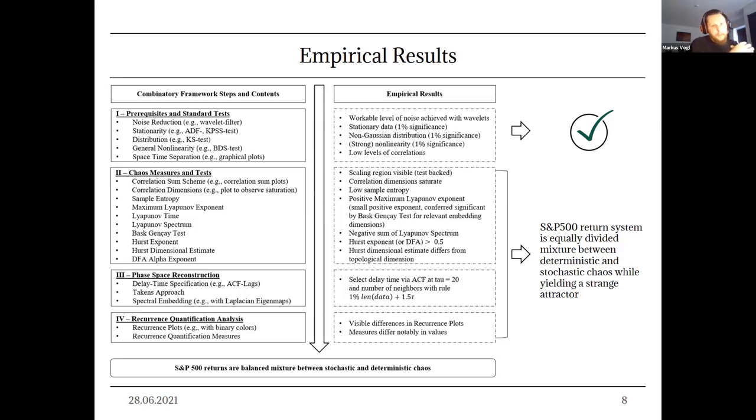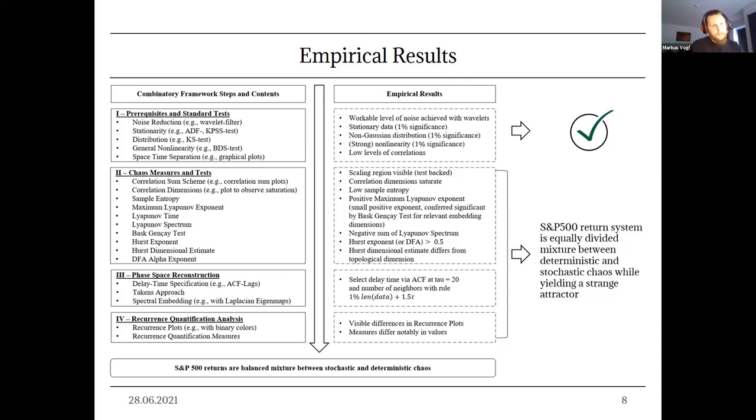A Lyapunov exponent, especially the maximum Lyapunov exponent, reflects whether two nearby points diverge exponentially or not. So basically, all the Lyapunov exponents and sums are used to determine the nature of the phase space in which our data lives. And we can show that we have positive Lyapunov exponents, which are significant.